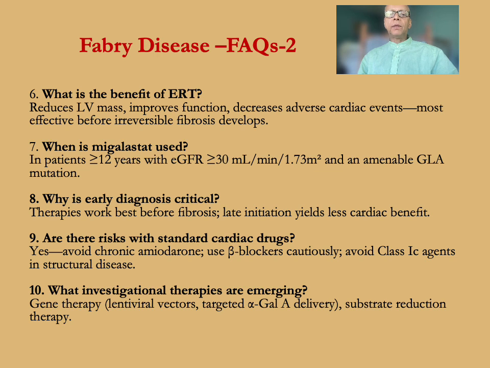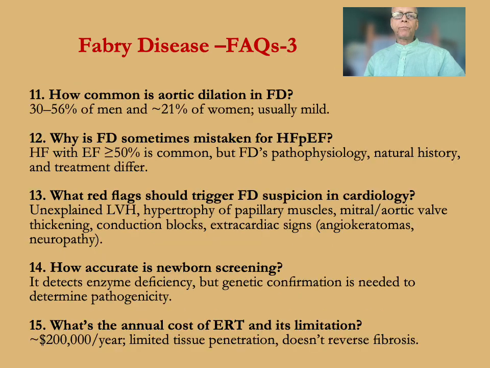Are there risks with standard cardiac drugs? Yes. Avoid amiodarone, use beta blockers cautiously, and avoid class 1C antiarrhythmic agents in structural disease. What investigational therapies are emerging? Gene therapy, lentiviral vectors, targeted alpha-Gal A delivery, and substrate reduction therapy. How common is aortic dilatation in Fabry disease? 30 to 56% of the men and about 21% of the women, usually mild.